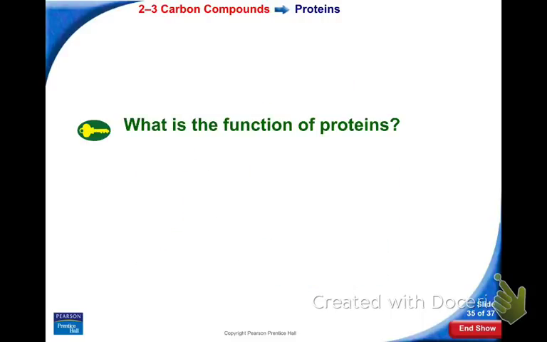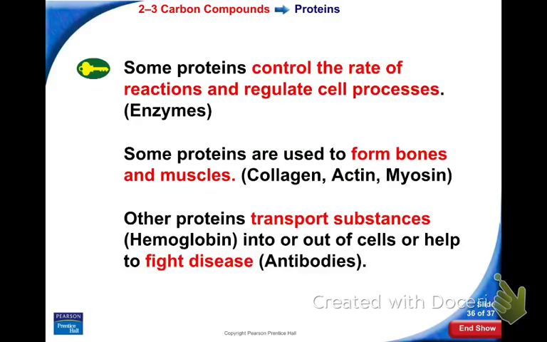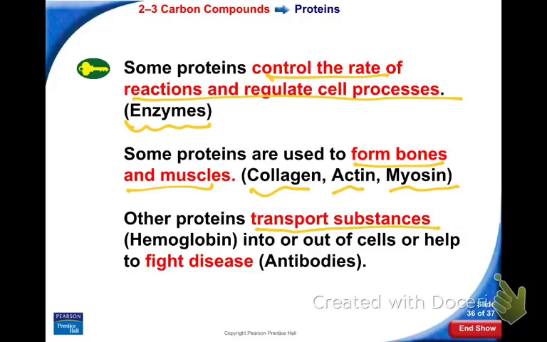Function of proteins? Write that down in your left-hand column. What's the function of proteins? The function of proteins is controlling the rate of reactions and regulating cell processes. That's what we use enzymes for. We make bones and muscles through collagen, actin, and myosin. We use them for transporting substances, hemoglobin in our blood, and to help us fight diseases, antibodies.